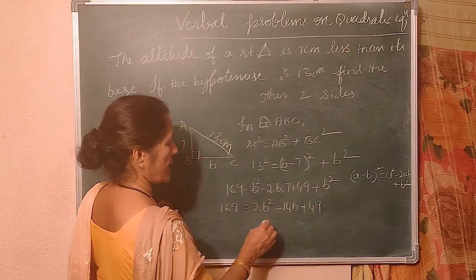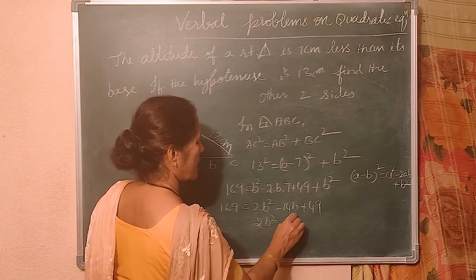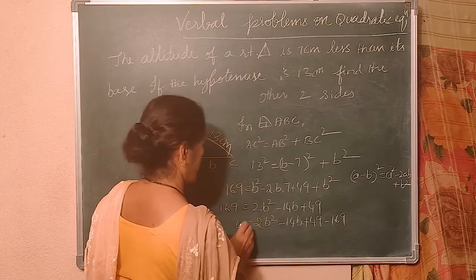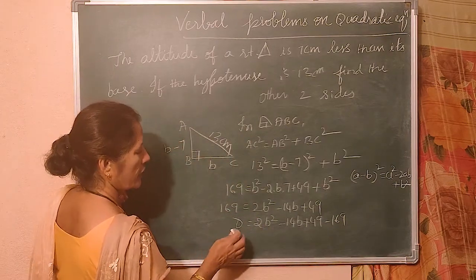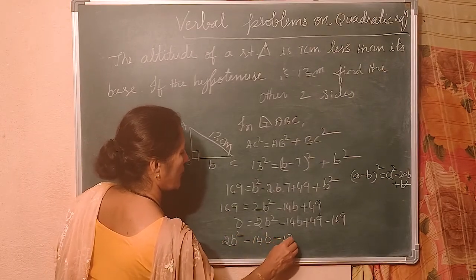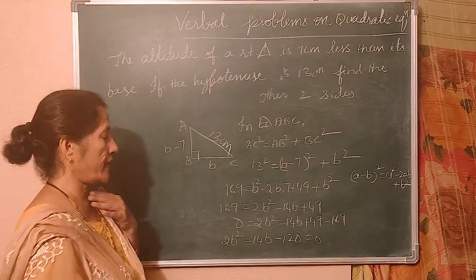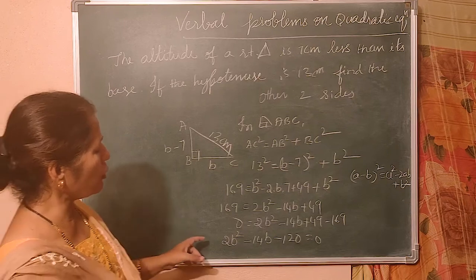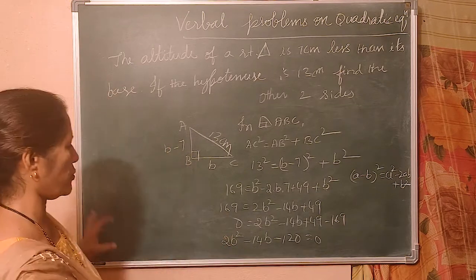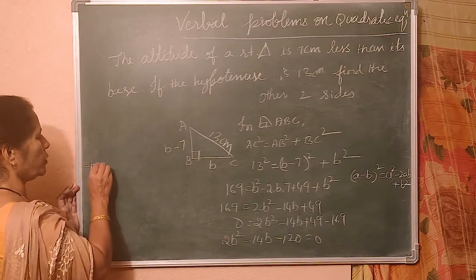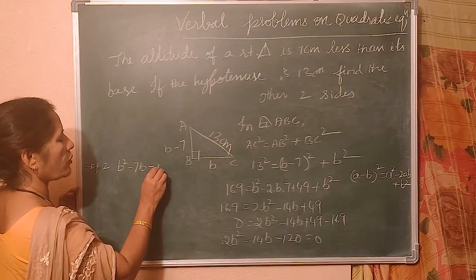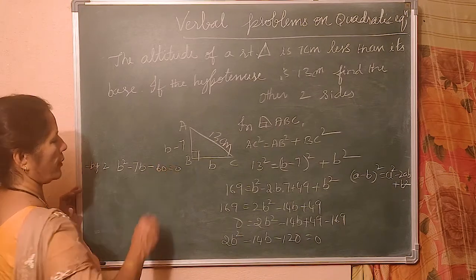Let me bring it to the same side. 2b square minus 14b plus 49 minus 169 is equal to 0. So I think you get 2b square minus 14b minus 120 is equal to 0. Am I right? Yes. Now you can see 2 is common everywhere. Whenever there is a common factor, let us take it out. Dividing by 2, what do you get? b square minus 7b minus 60, since 120 divided by 2 is 60, is equal to 0.